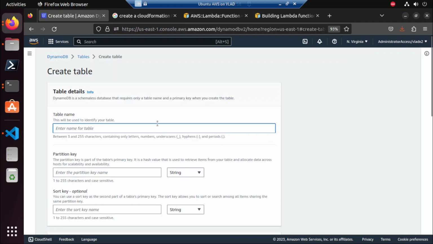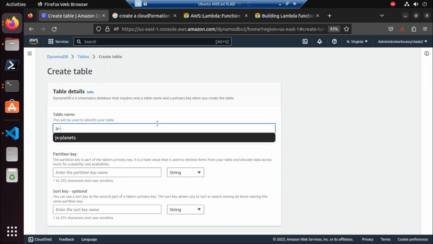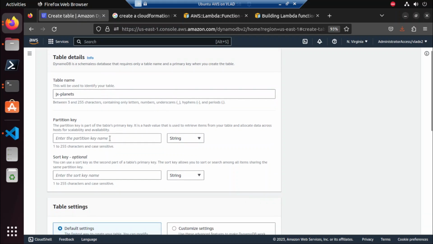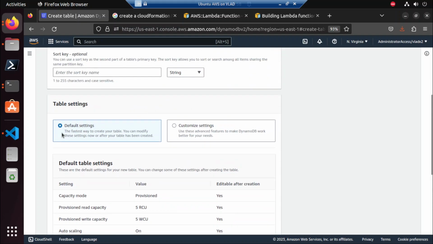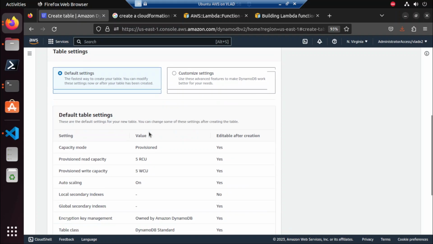In this video, we are going to get to know DynamoDB. So here, the partition key will allocate. This is a planet ID, right? In our previous example, the table settings. There's a default. So what is that default? The fastest way to create your table, you can modify these settings now or after your table has been created. And there's also customized settings. Use these advanced features to make DynamoDB work better for your needs.